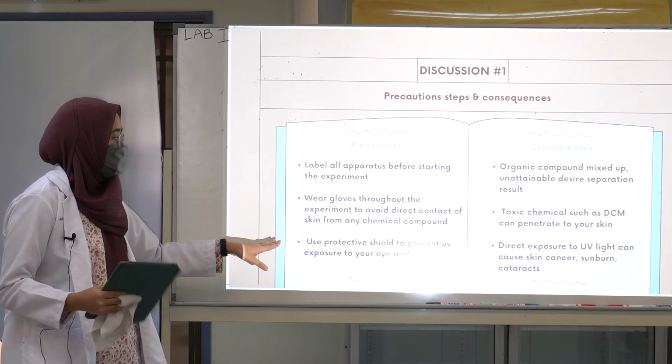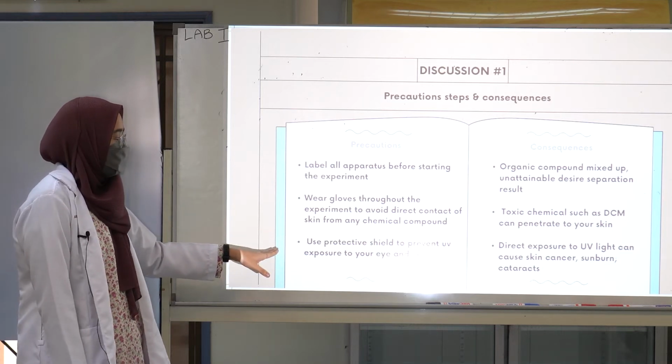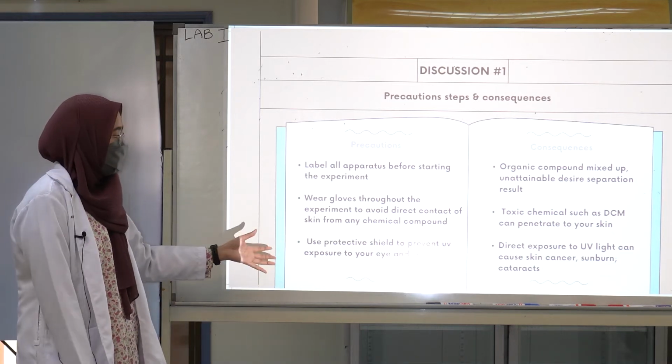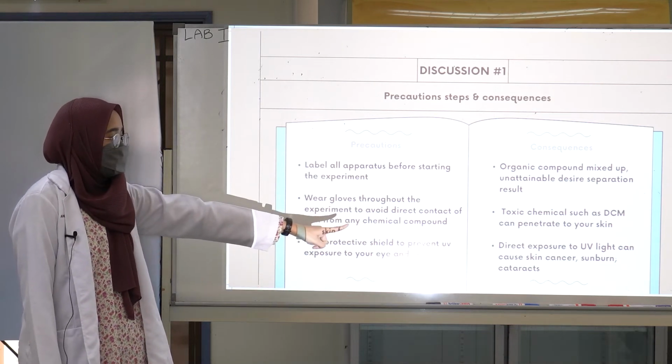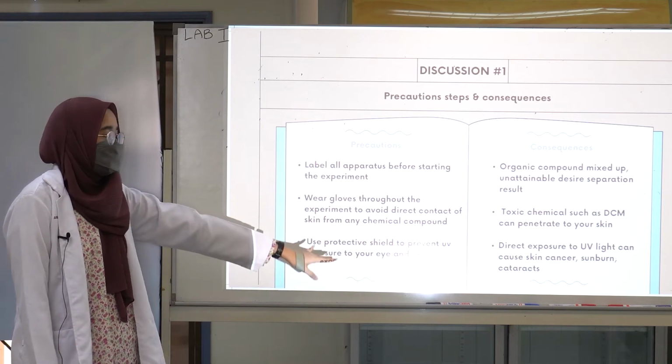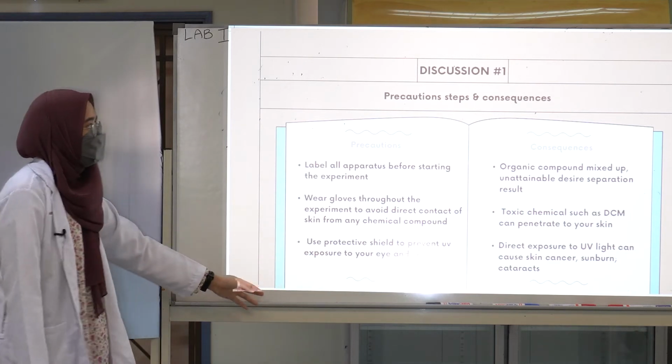And the last one is to use a protective shield to protect your eyes and skin from the UV light, which is the shortwave UV light. Direct exposure to UV light can cause skin cancer, sunburn, and cataracts in your eye.